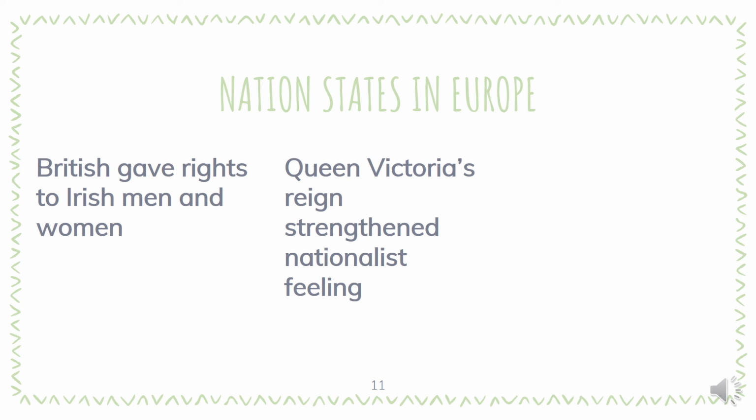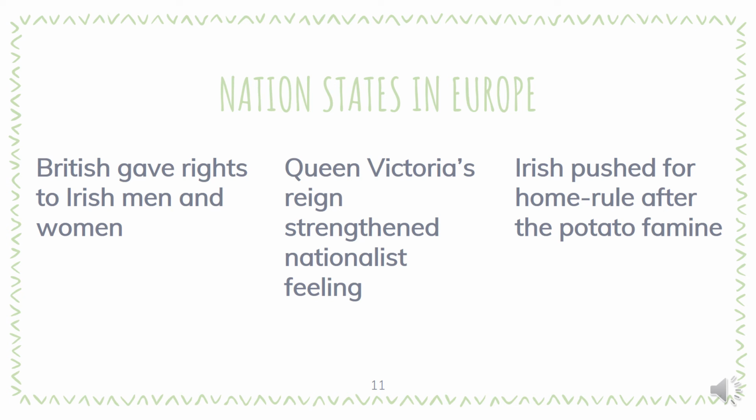Also, Queen Victoria's reign, she was all about promoting this idea of nationalism in order to achieve unity. And so Queen Victoria is kind of an icon of Great Britain, and she was hoping to make the Irish people especially feel happy about being a part of the British Empire. Unfortunately, that did not work so well, especially after the Irish potato famine of the 1840s. After that, the Irish would begin to push for autonomy or home rule after this famine.